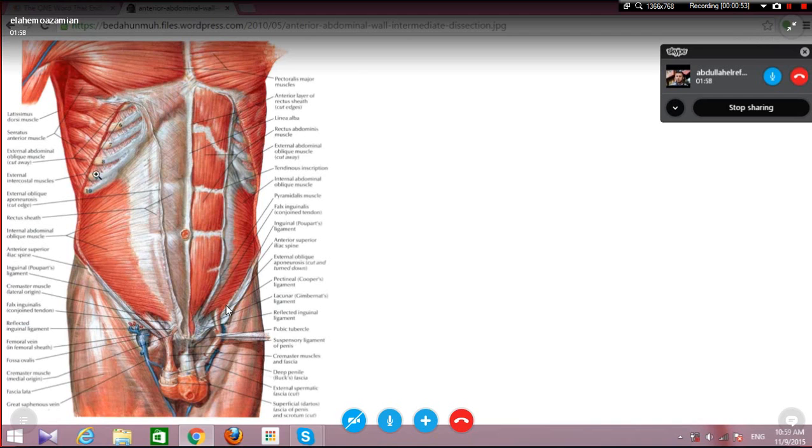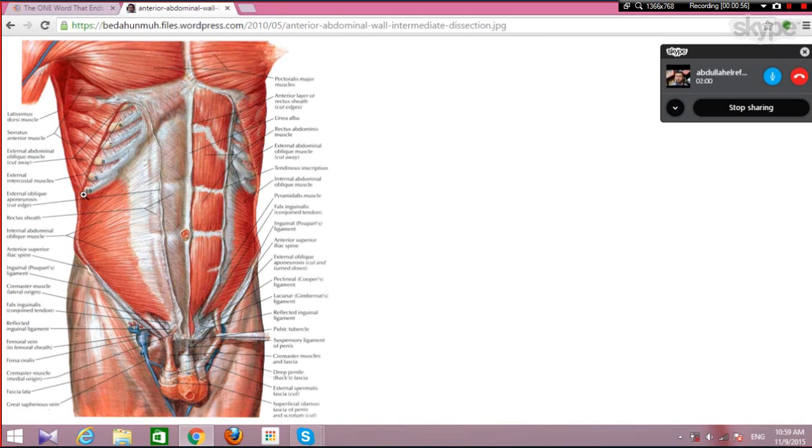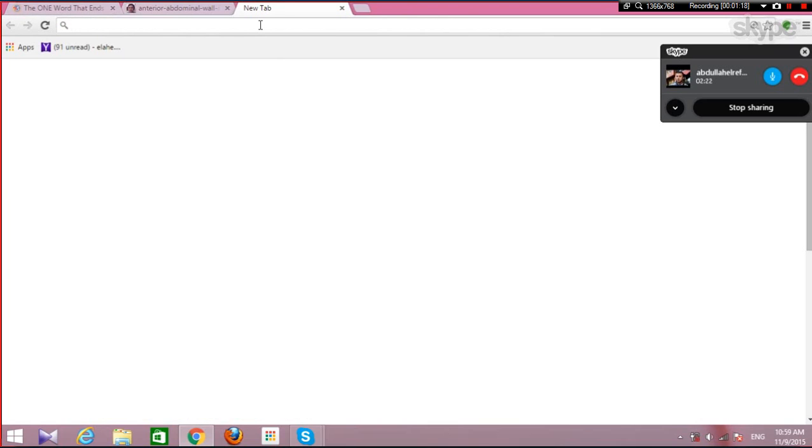Because do you know diaphragm from inside attached to the 5th and 6th rib and separates thoracic cavity from abdominal cavity. So here is abdominal wall. If you look at the cavity, it means inside here, it's between diaphragm and pelvic inlet.